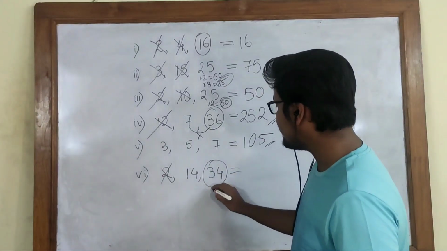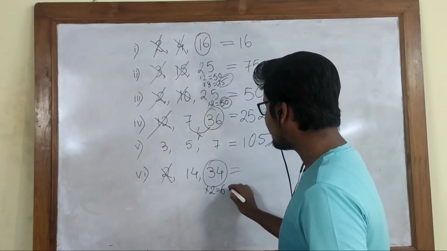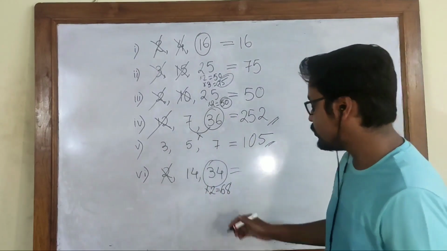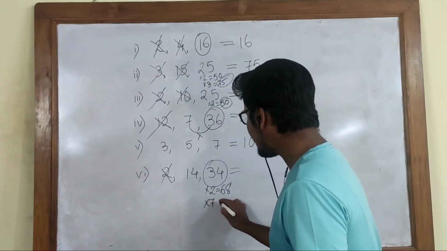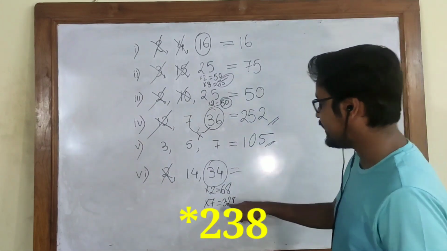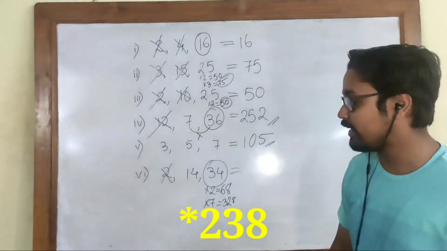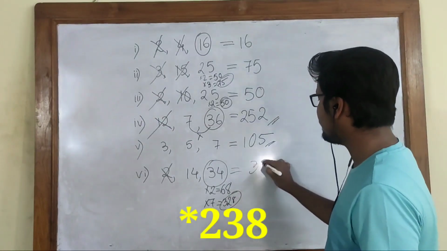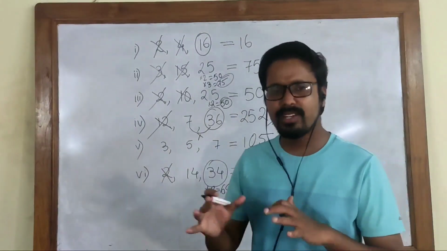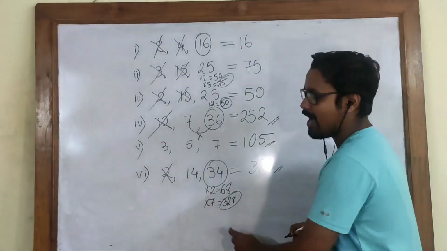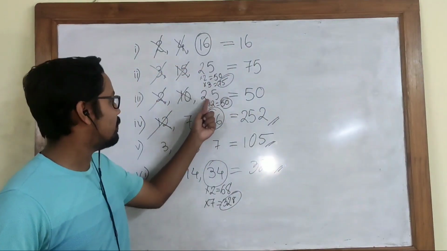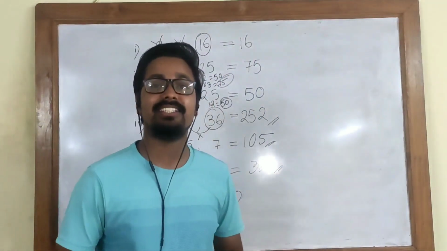So how can I find this? If I do it into 2, I will get 68. Now is 68 divisible by 14? No. So if I go on doing it into 7, what I will get is 328. And 328 is divisible by 14. So the answer becomes 328. So when the numbers are big, you may require to find some higher multiples. So just by finding the multiples of the highest number, you can find out the LCM very easily.